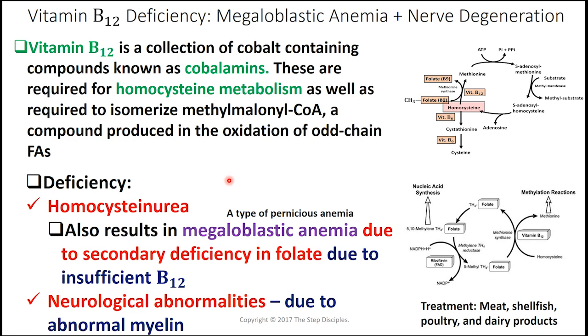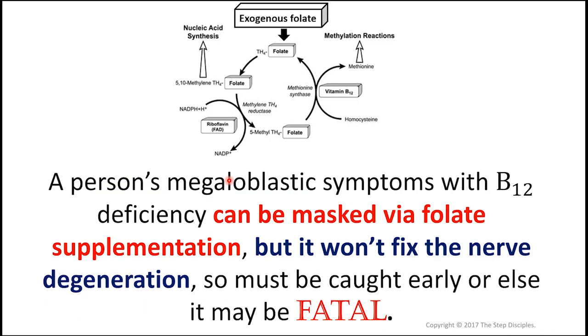I don't have much to say about that except for the fact that neurological abnormalities result from a lack of vitamin B12. Treatment is eating meat, shellfish, poultry, and other dairy products. I just want to talk more about, in the next slide, the notion of masking symptoms. A person's megaloblastic symptoms with B12 deficiency, so these big red blood cells, can be masked via folate supplementation, but it won't fix the nerve degeneration, so it must be caught early or else it may be fatal.